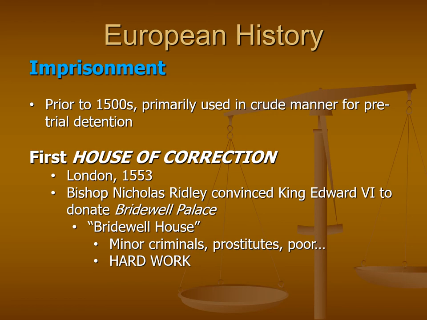But in London, in 1553, we see what was later coined the first, quote-unquote, House of Correction. The way this came about was Bishop Nicholas Ridley convinced King Edward VI to donate Bridewell Palace. Across the English countryside, there were a lot of old manors and castles, and Bridewell Palace had fallen into disrepair and was not being used in any purposeful manner at the time. The bishop asked the king to donate this large manor in order to house individuals who had been accused or convicted of crimes. Obviously, this wasn't some maximum security facility. Rather, this was much more focused on minor level criminals, prostitutes, poor vagrants, things of that nature.